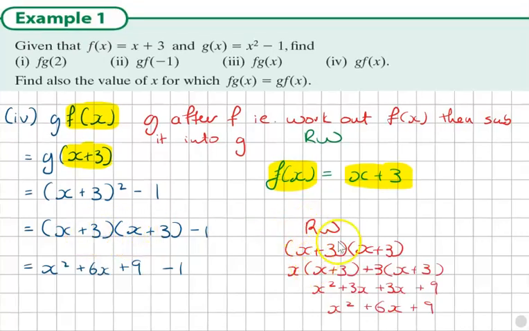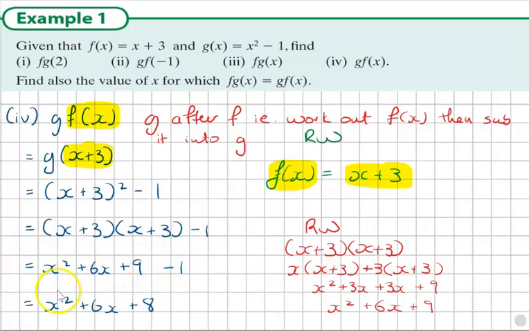So here's our rough work. X plus 3 times x plus 3 is x times x plus 3 plus 3 times x plus 3, which is x squared plus 3x plus 3x plus 9, which is x squared plus 6x plus 9. So x plus 3 times x plus 3 is x squared plus 6x plus 9, and we bring down the minus 1. And then we just simplify to get x squared plus 6x plus 8. So here we have a quadratic trinomial. So g after f of x is x squared plus 6x plus 8.